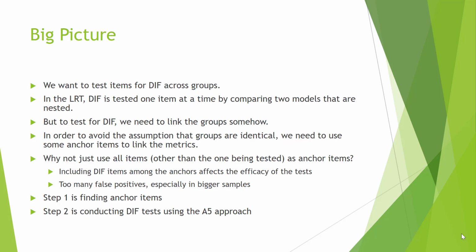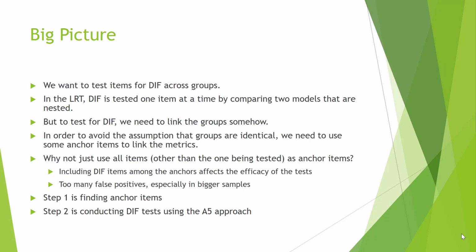So that doesn't work. So we need to actually do something involving some anchor items. So we're going to specify items that we know are good and are identical across the groups, that function identically, and we're going to use that to set the metric, and then we're going to test the other items. So how are we going to do that? Well, probably the most obvious idea is to say, whatever item you're testing, we'll just make all the other items anchor items. So everything is constrained to be equal across all the items, and then we'll free the parameters for one item, and we'll test it for DIF, and then our metric is set by all the other items.